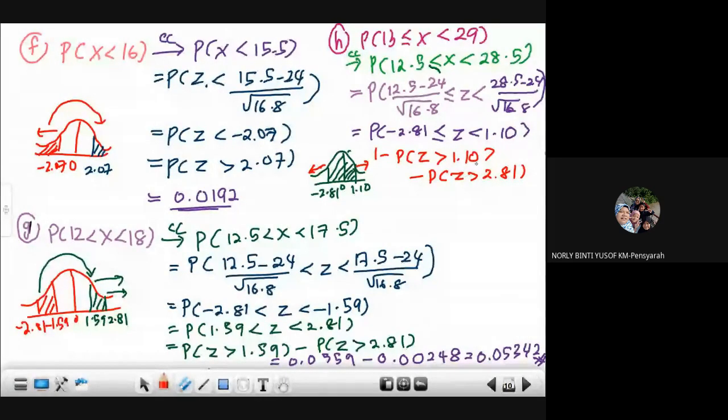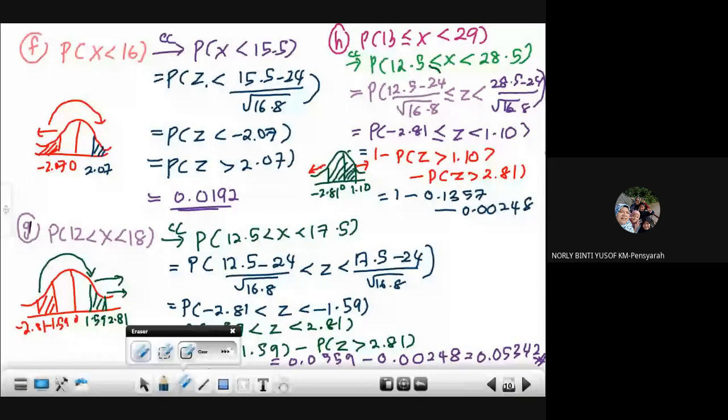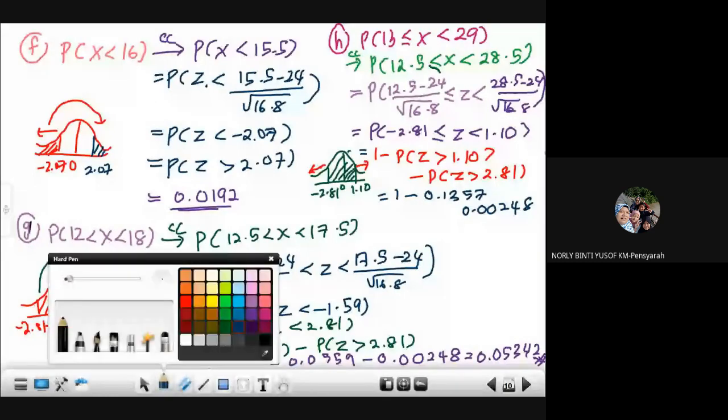Tak payahlah buat lesser than negative 2.81. Nanti kena buat lagi sekali kan macam konsep yang ni. Sebab you dah tahu region dia symmetrical. So bacalah untuk lesser than 2.81 tu greater than 2.81 dia punya region. So baca table, 1.10, you akan dapat 0.1357. 2.81 you akan dapat 0.00248. Sebab Z makin besar, so nilai probability tu akan jadi 5 decimal places kat table.